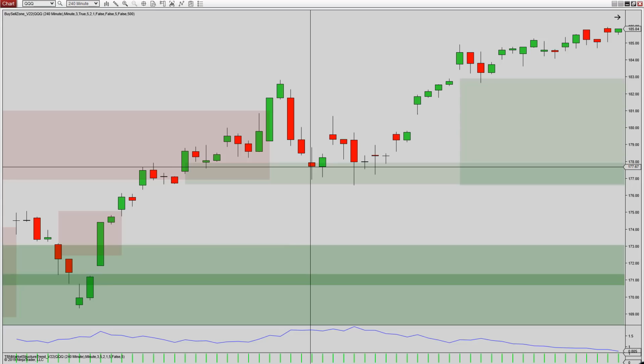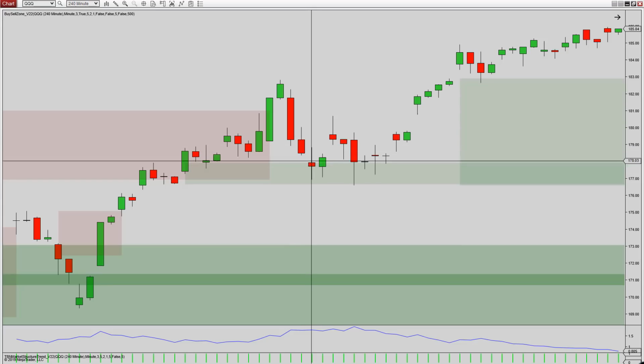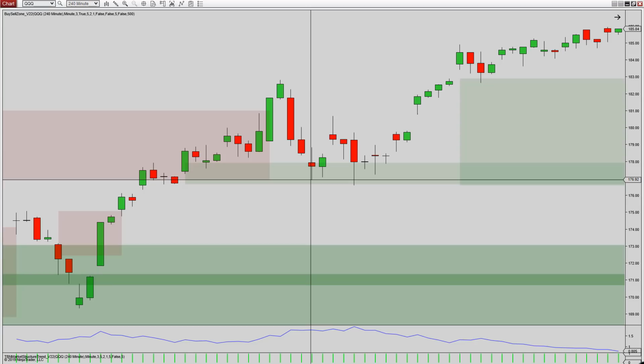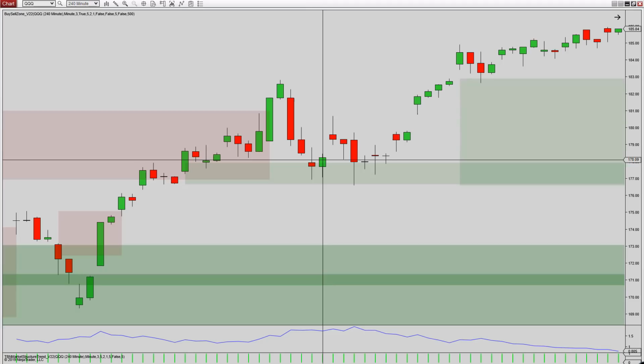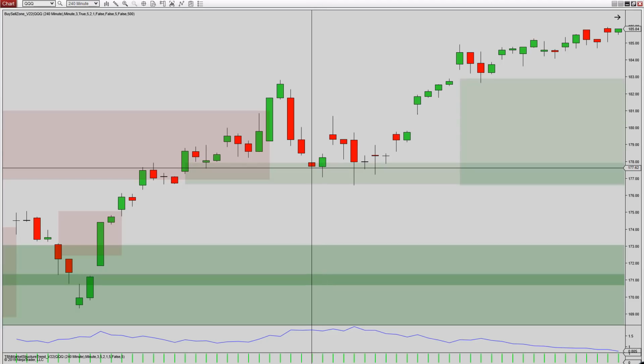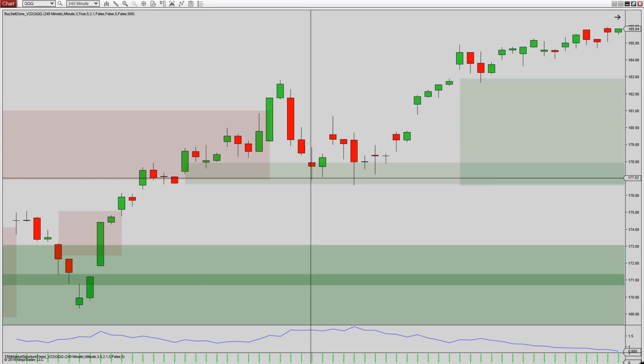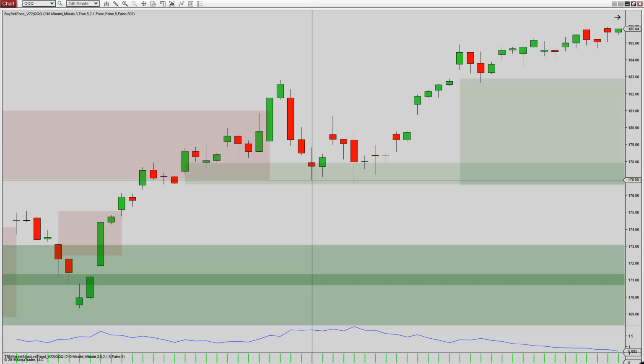So I wait to have one of these signal bars, and then if the very next bar is inside, I'm going to call it an inside bar. Maybe you've heard that term before. But if it's completely inside of the signal bar, that's where I want to engage a trade. But it has to be from one of the zones. So the signal bar has to at least touch the zone. It doesn't have to be completely inside. It just has to touch it.